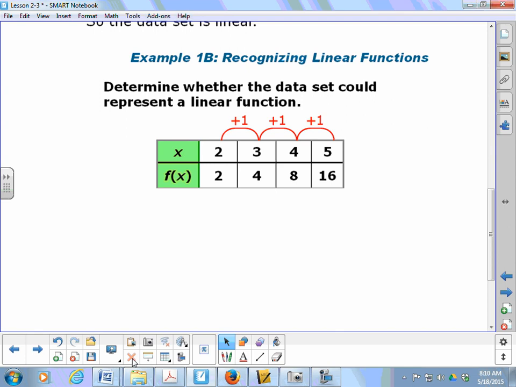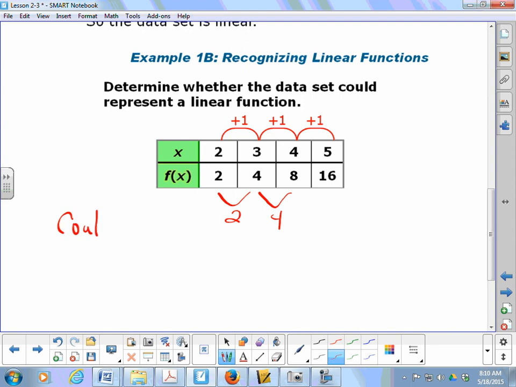Do those go up by a constant rate? Let's see, this is 2. 8 minus 4 is 4, so I'm done since those two aren't the same. So this could not represent a linear function or a linear model.